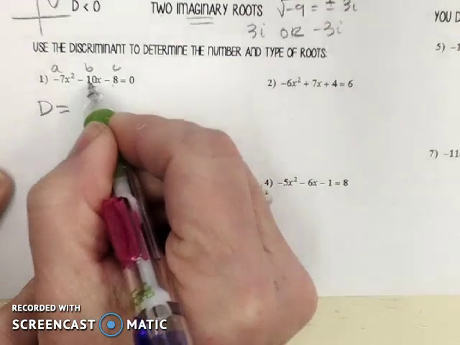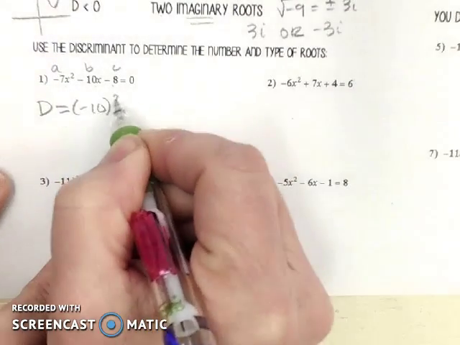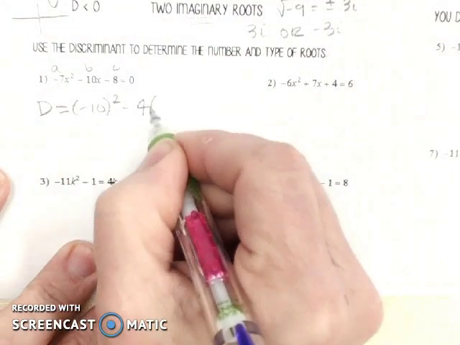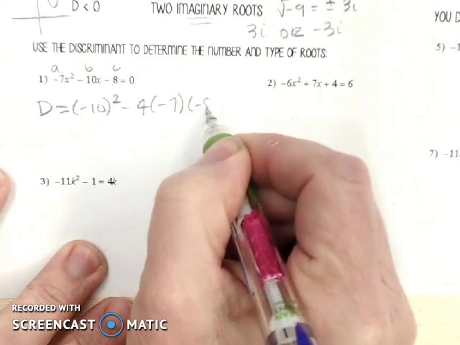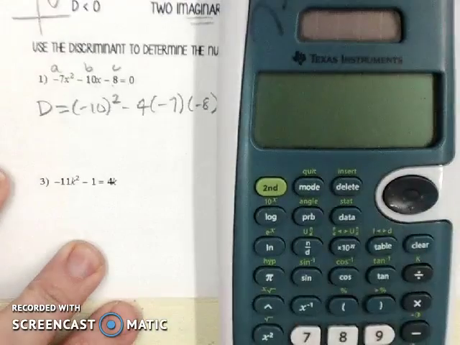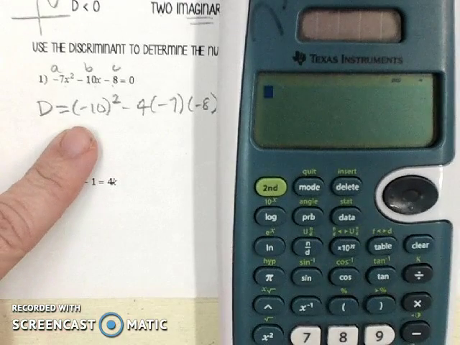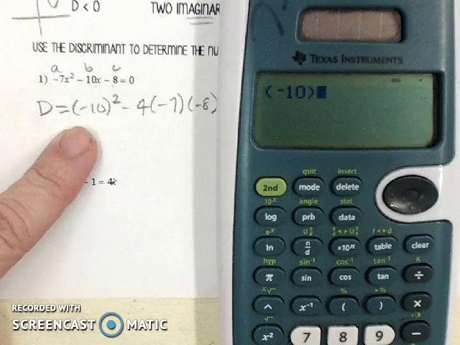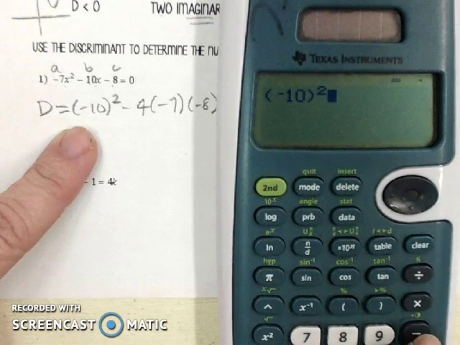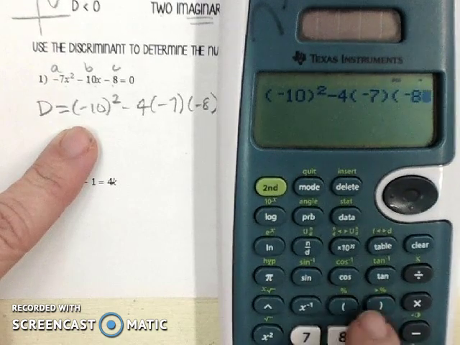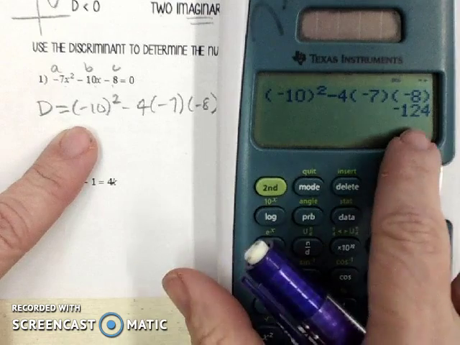Your discriminant is b squared, and you need to put that in parentheses and square it, minus 4 times A times C. The reason I stress the parentheses is if you want to use your calculator for this, you can. I'm going to do negative 10, and make sure that's a negative and not a subtraction. Negative 10 squared minus 4 times negative 7 times negative 8. I got a negative 124.